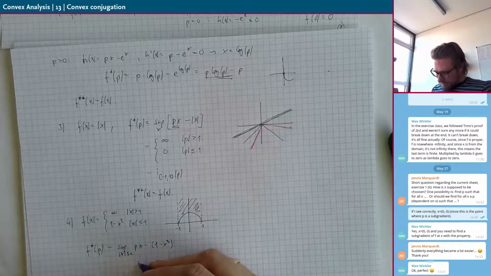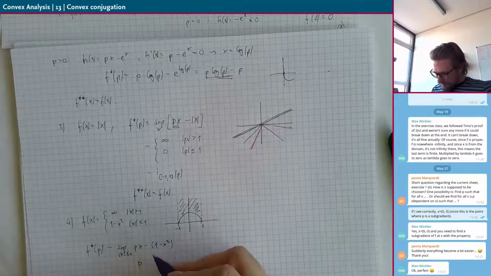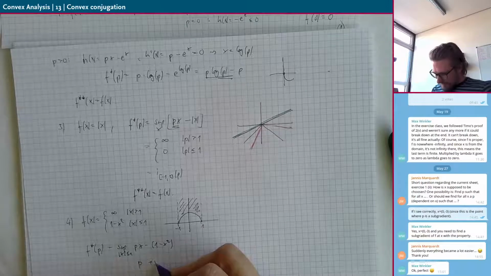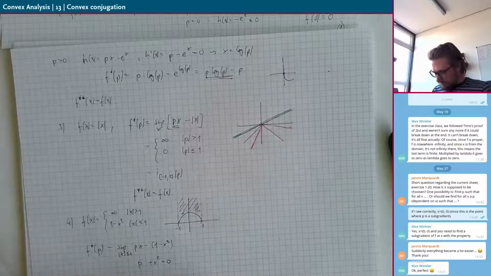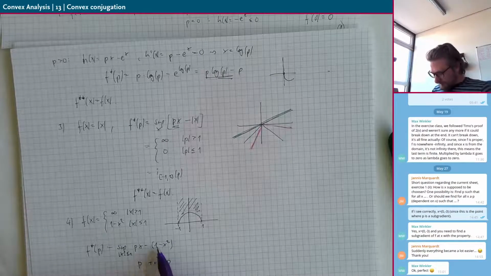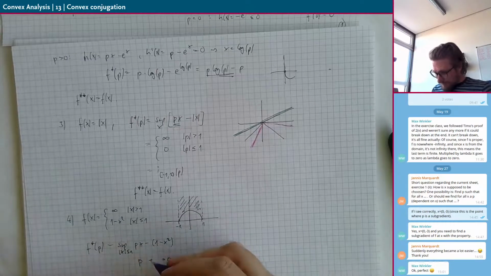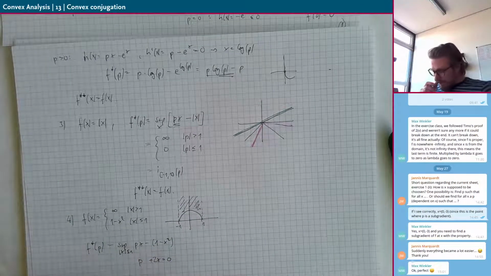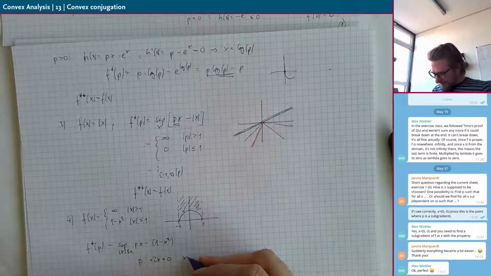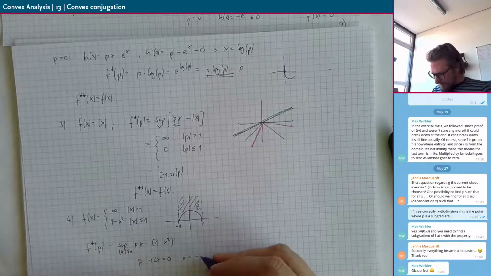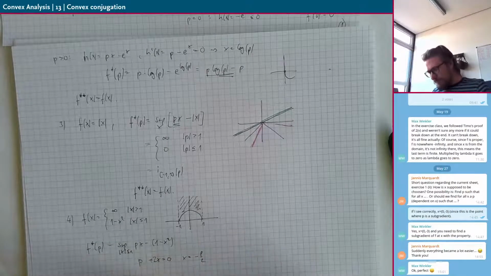The derivative would be p, this goes away, plus x squared equals 0. Okay, and we need to solve that. It's plus x squared. So of course not. It's plus 2x. Sorry. And this gives us x is equal to minus p over 2.